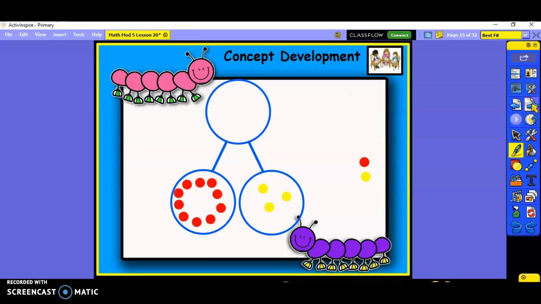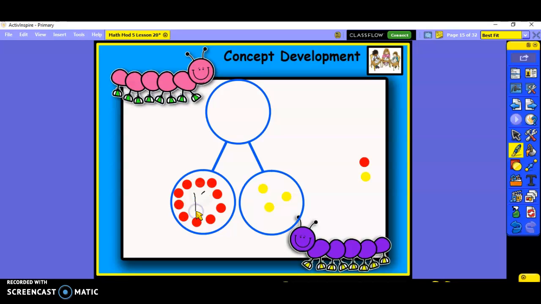Now we're going to move on to putting parts together, and we're going to continue to write our addition sentences. Let's look at our first number bond. I see some red dots, and Miss Nakian sees some yellow dots. Let's go ahead and count those parts together. Are you ready to count with me? Here we go. 1, 2, 3, 4, 5, 6, 7, 8, 9, 10.